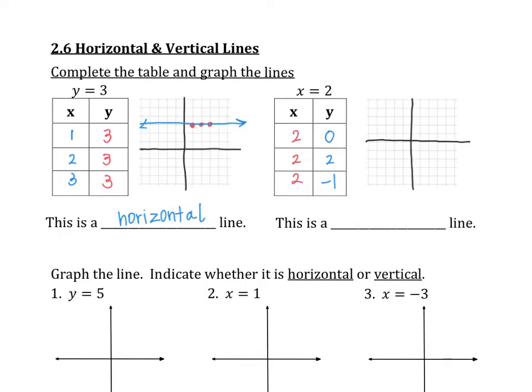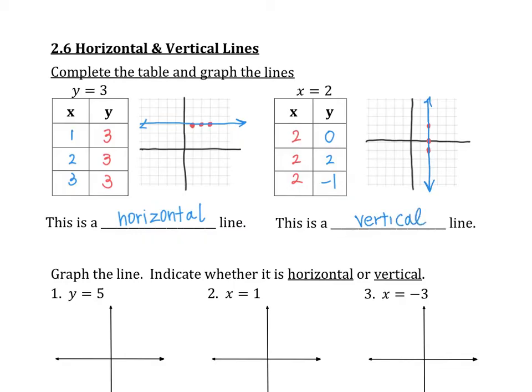Okay, let's try to graph this. Let's see, the first point I have in my table is 2, 0. So x is 2, y is 0. So right here. Okay, next one is 2, 2. So x is 2, y is 2. Okay, and then my last point is 2, -1. So 2, -1 is down here. And you might have different points than me, that's okay. But our line will be the same. So we should have this same line. It happens to be a vertical line because it is going straight up and down.